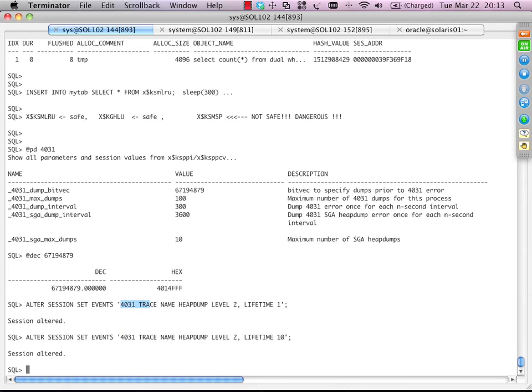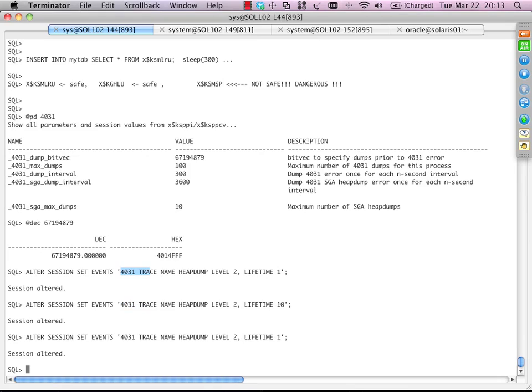I can use lifetime 10, then it means that whenever you hit this error again and again, then during 10 occurrences of that error, do this dump. But I say lifetime 1 here. So hopefully you get fewer dumps that way. But you don't need to use this approach if your database is new enough to have this parameter. You would need to use alter system or put it into init.ora. And next time the issue happens in a session, then this dump is done.